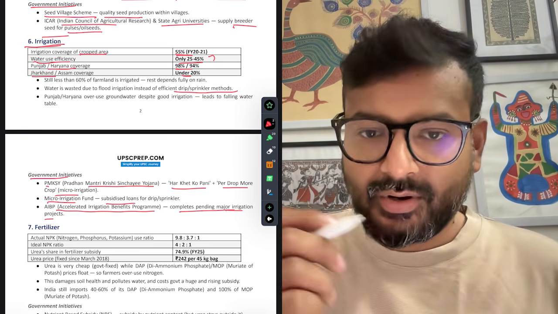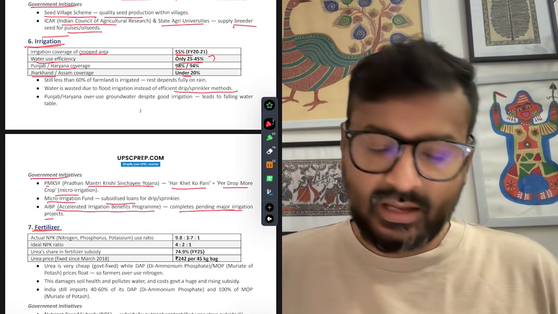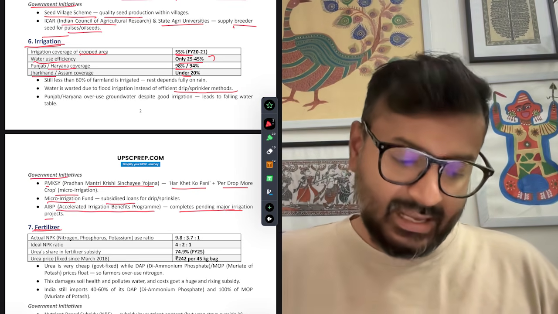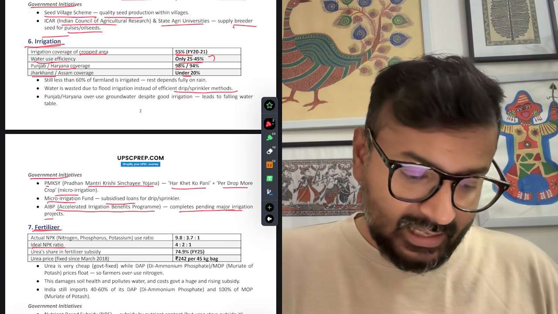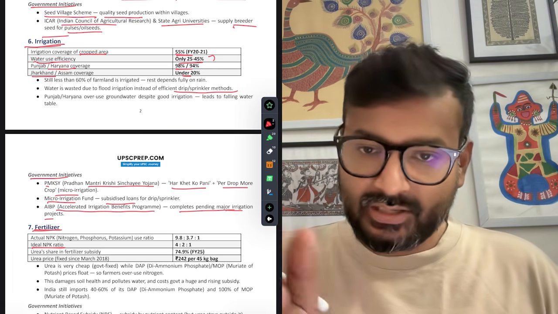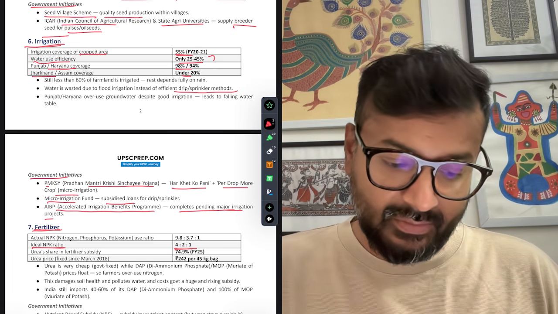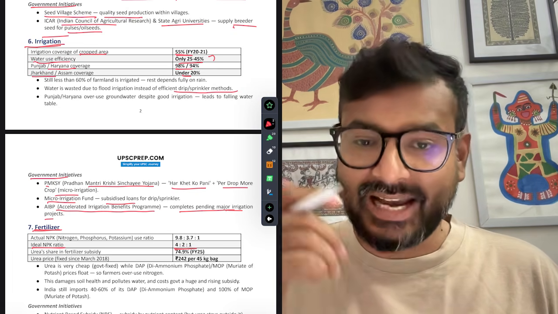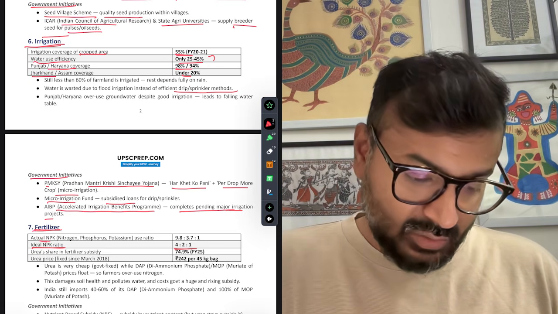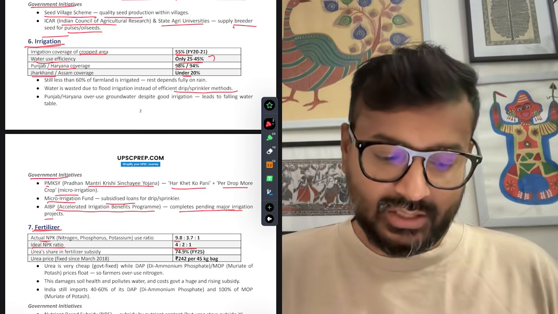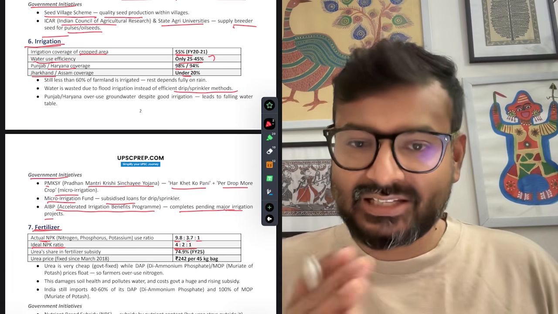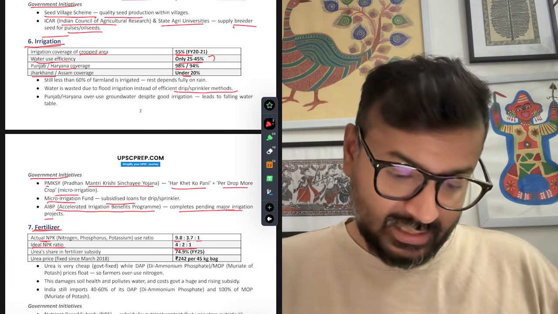Okay. Now, the next important input is fertilizers. And in fertilizer, we have a very specific problem. The first one is that the ideal NPK ratio, nitrogen to phosphate to potassium, has to be 4 is to 2 is to 1. So this is the scientific recommendation. But what we see in India is that the actual NPK ratio, nitrogen, phosphorus, and potassium, is 9.8 is to 3.7 is to 1. So it is highly skewed towards nitrogen. And we'll see the reason.